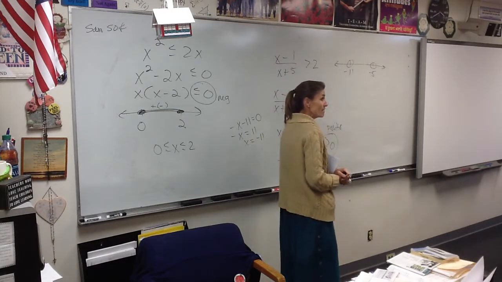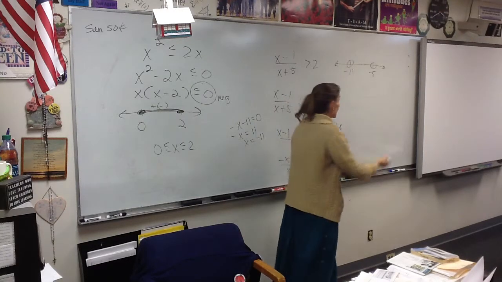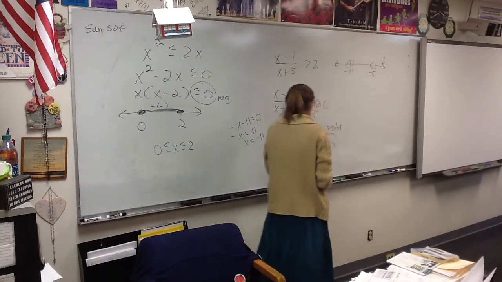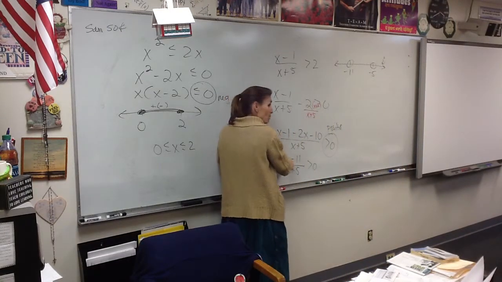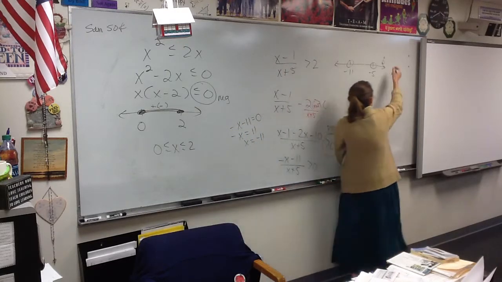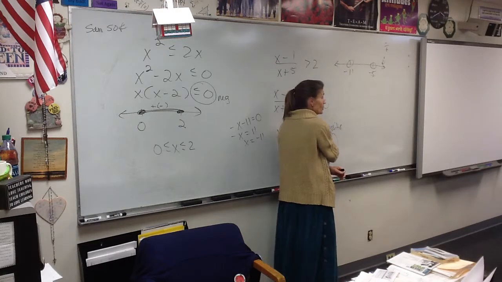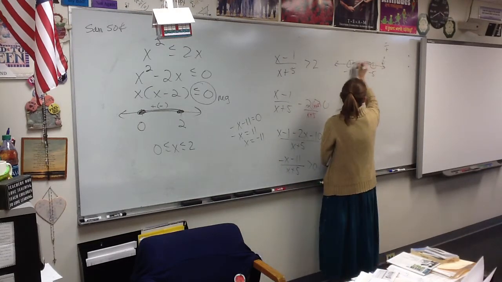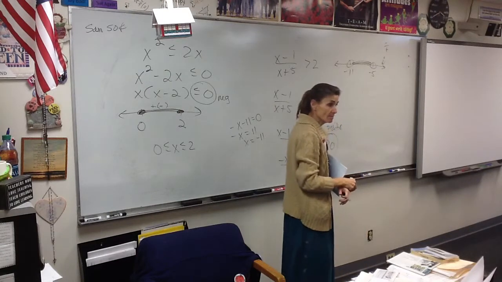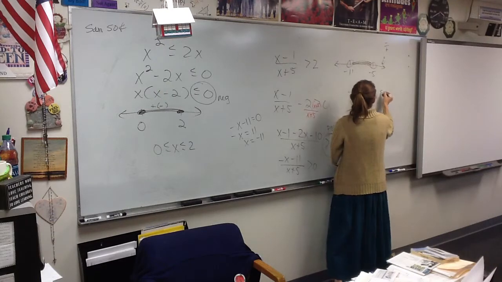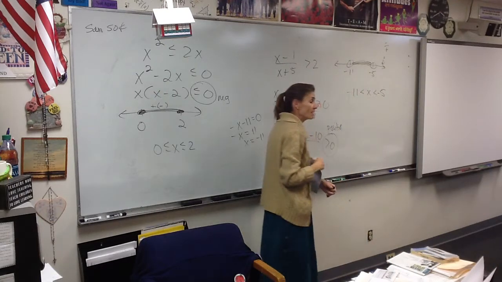So can we use 0 this time? It's out here. If I put 0 in, my top would be negative, and my bottom would be positive. Does negative over positive give me positive? No. So that didn't work, which means this one does. So the answer again is in between negative 11 and negative 5.